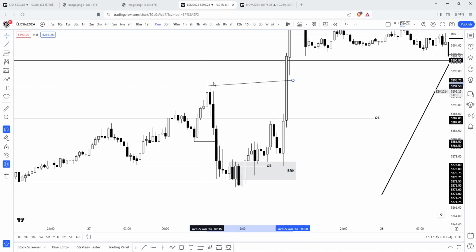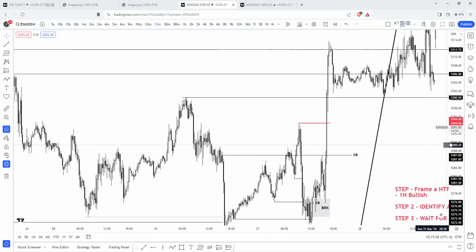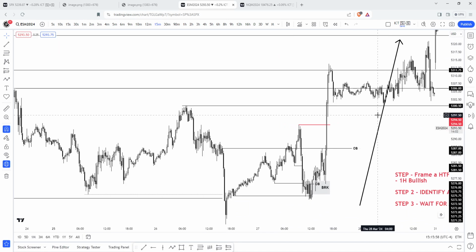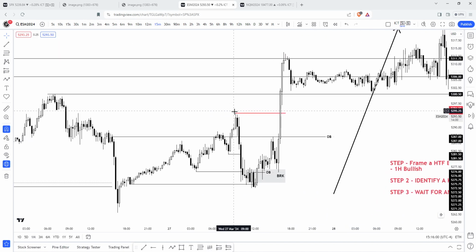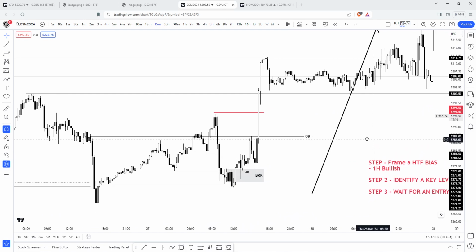This is going to be the first level to partial out at. So you could take profit at this high right here and then potentially leave runners for higher up, or I could just target this high right here. So it's extremely simple.